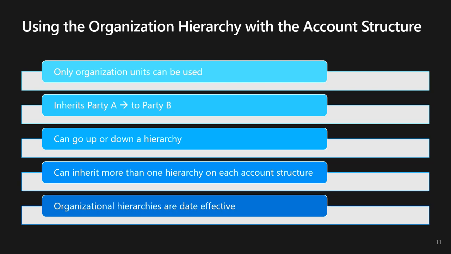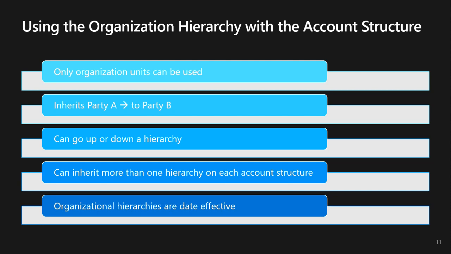It is important to note that you can only use organization units in the hierarchy, and these organization units must be a financial dimension to link to the account structure. For example, if you create a financial dimension called business unit, but it is a custom dimension and not linked to the business units in the operating units, then the dimension cannot be used with this feature. Out of the box, you can use business units, departments, cost centers, and retail stores. You can extend the operating units to add more types if needed.